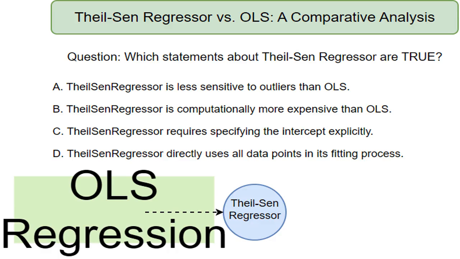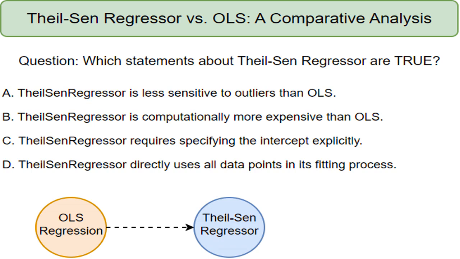I'll explain TheilSenRegression. It's a method to find the best fitting line through data points, but it's smart about handling outliers, data points that are unusually far from the rest. Unlike ordinary least squares, OLS, which can be heavily swayed by outliers, TheilSen focuses on the median slope between all pairs of data points. This makes it much more robust. Think of it like this. Imagine you are finding the middle height of a group of people. A few unusually tall or short people won't significantly affect the median height, whereas the average height, like OLS, would be influenced more by them.